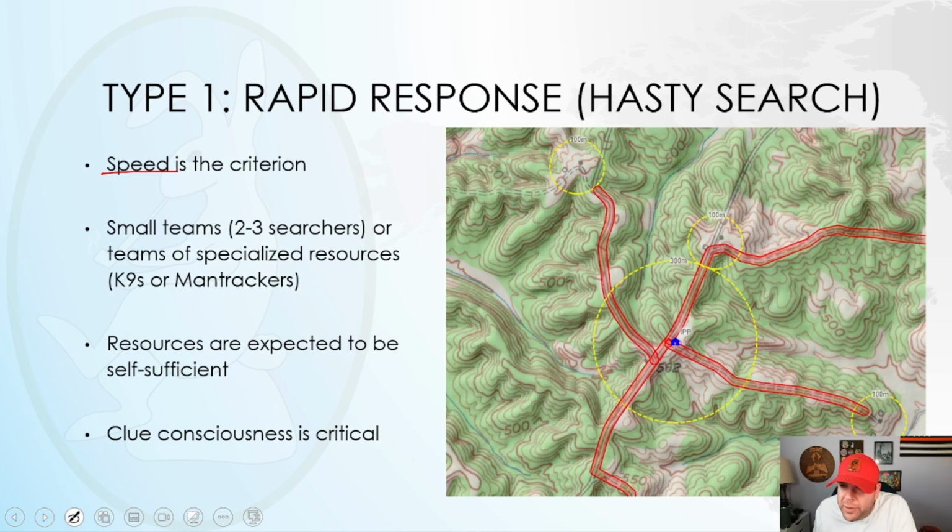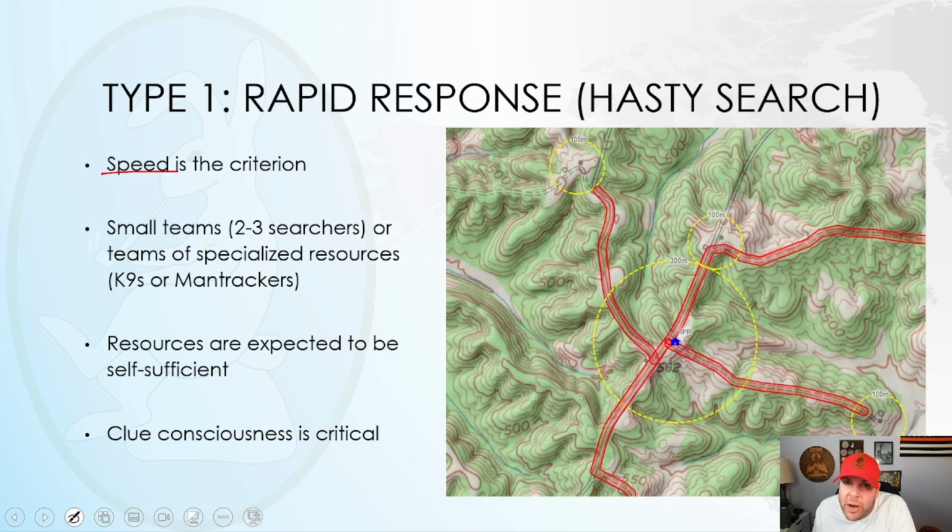Again, the goal is to bring a quick end to it. Your teams are really expected to be self-sufficient, and they need to be able to operate with little information regarding the subject or little direction from the command post, which means that clue consciousness is absolutely critical.